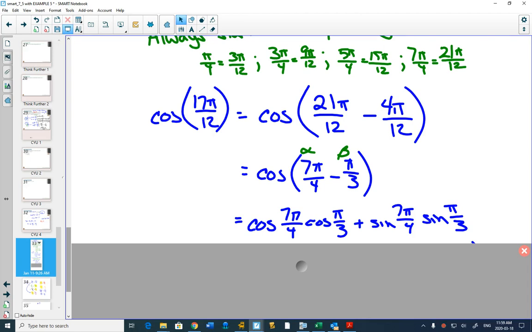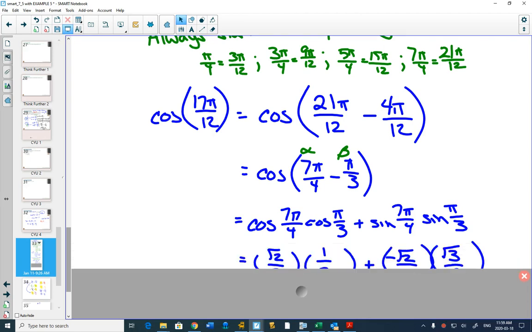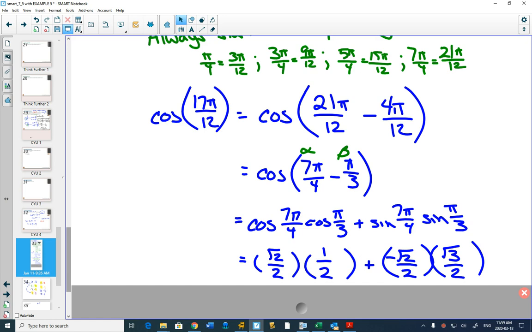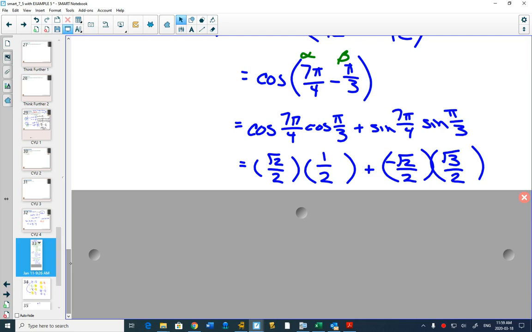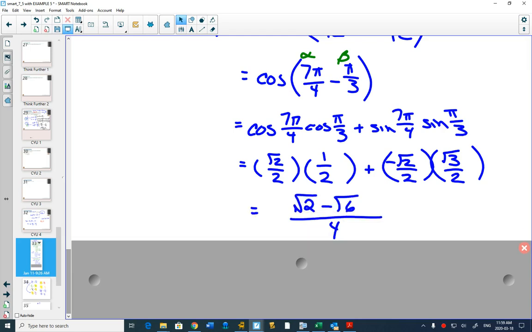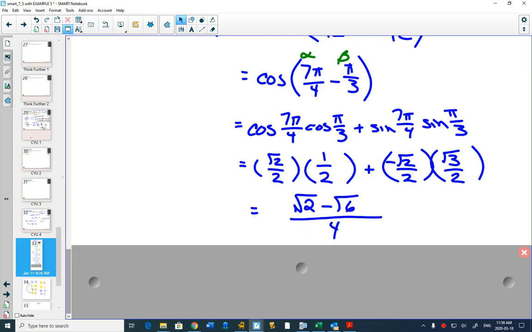And now it's just back to a pi plate question. You have to be careful, though, because now sometimes they're in quadrants where things are negative. Now 7 pi over 4 is in quadrant 4, so cos is positive, but sine would be negative. And again, you get a root 2, a root 6, and a 4, but this time the root 6 is negative.